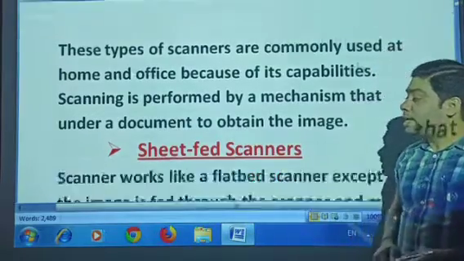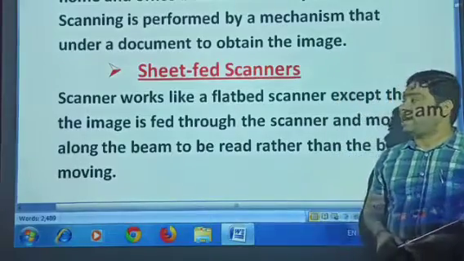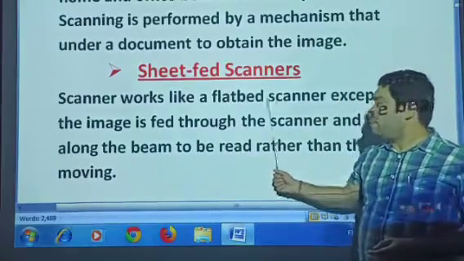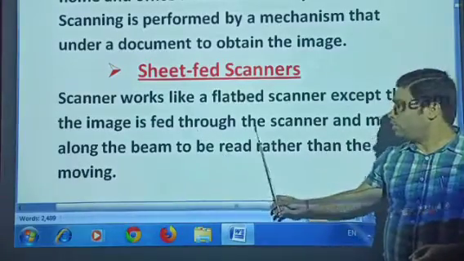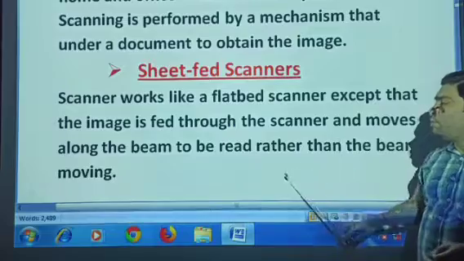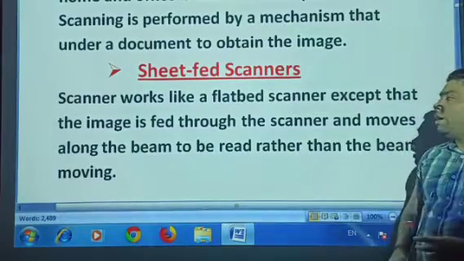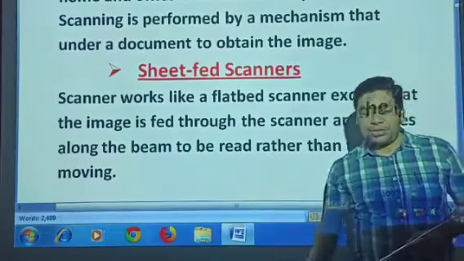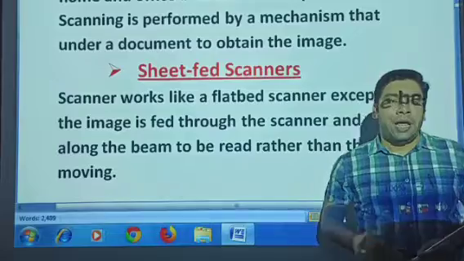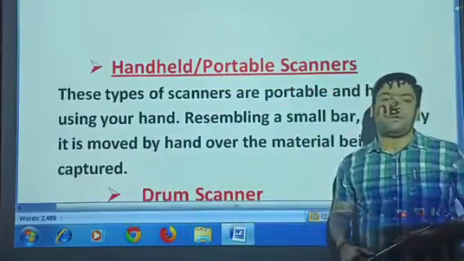After that, the second one is the sheet fed scanner. What is a sheet fed scanner? A sheet fed scanner works like a flatbed scanner, except that the image is fed through the scanner and moves along to the beam to be read, rather than the beam moving. That means you put the sheet into it and it scans. For example, an ATM machine uses that kind of scanner.